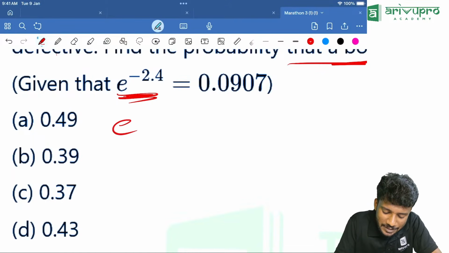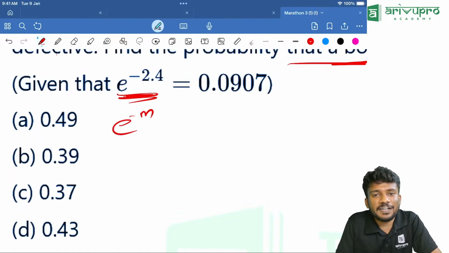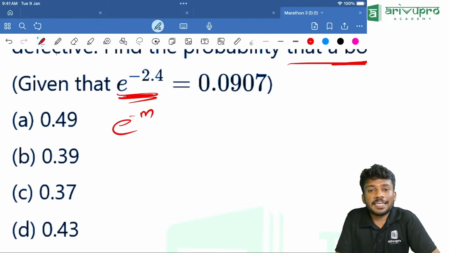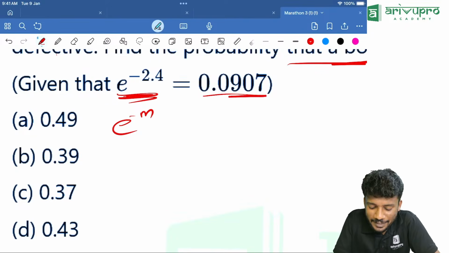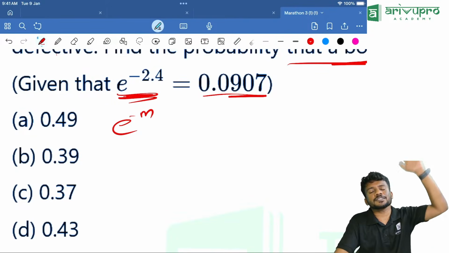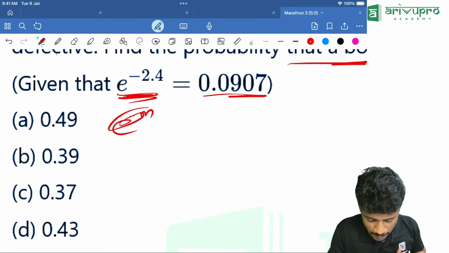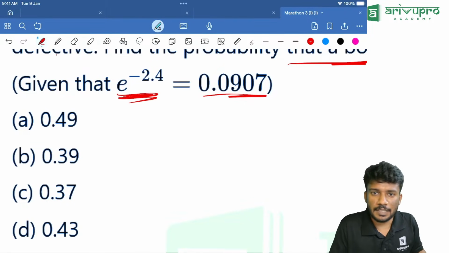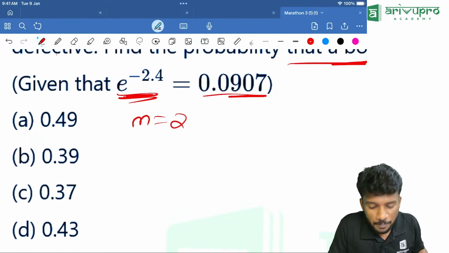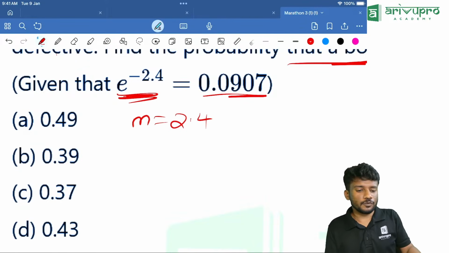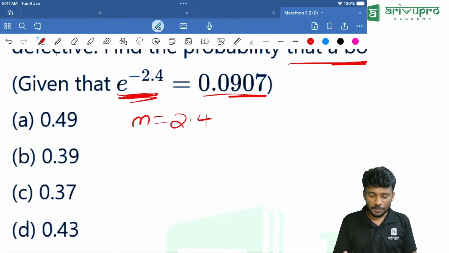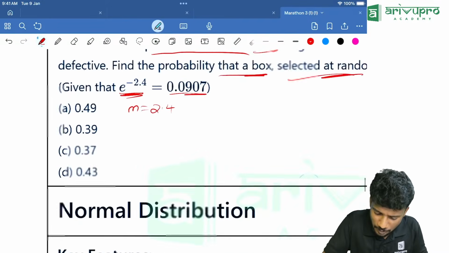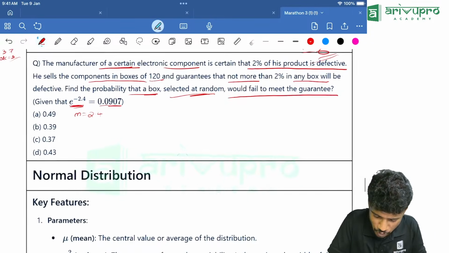Now you tell me what is the value of m here. If e raised to minus 2.4 is given as this much, what is the value of m? M is nothing but 2.4. So we have the mean value as 2.4. Now we will come back to the question. We will read the question again.